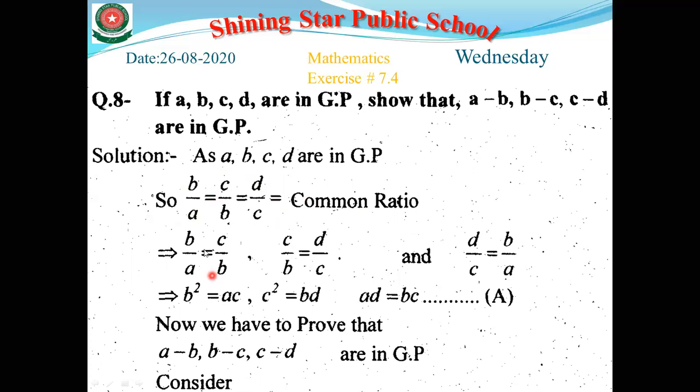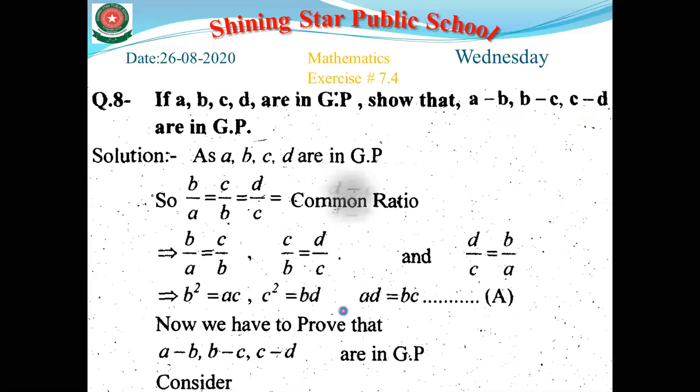Now let's suppose B over A is equal to C over B and C over B is equal to D over C and D over C is equal to B over A. Okay, now when we cross multiply here, it will give you B square is equal to AC, C square is equal to BD and AD is equal to BC. Okay, now we have to prove that A minus B, B minus C and C minus D are in GP. We have to prove this.